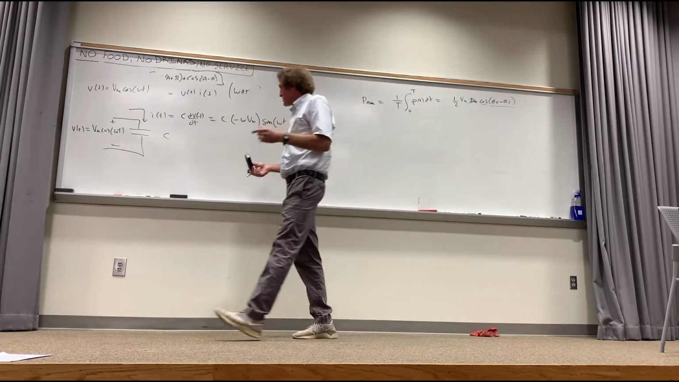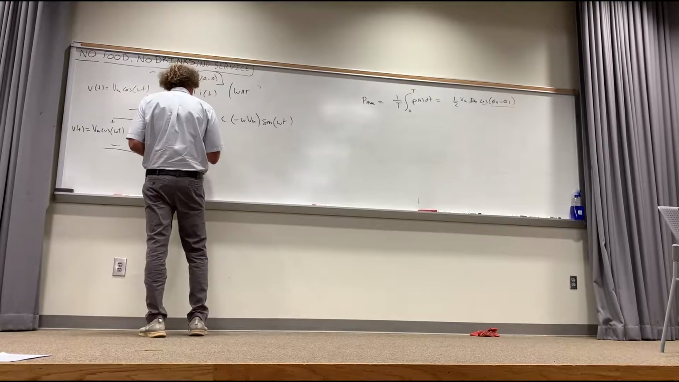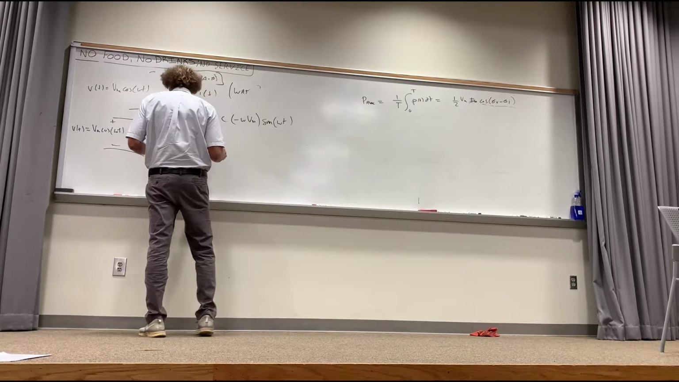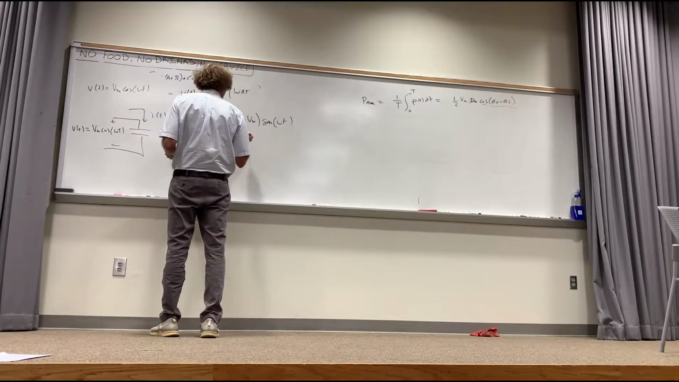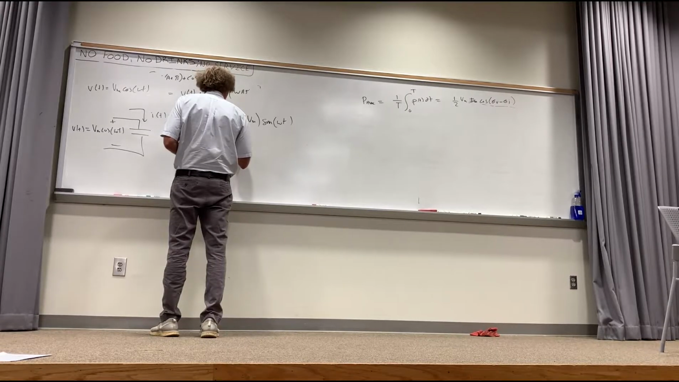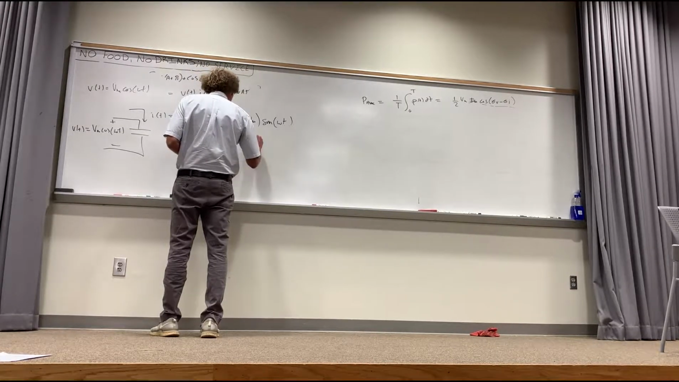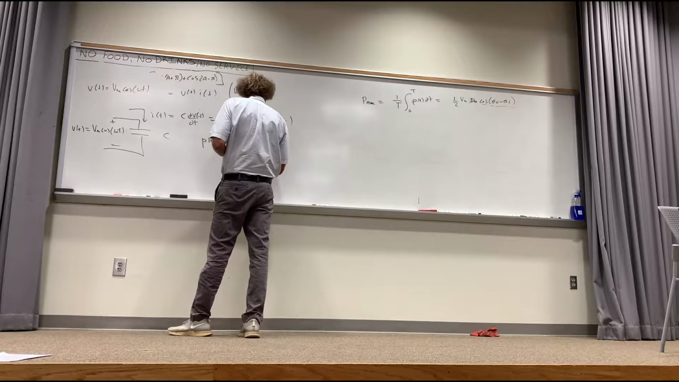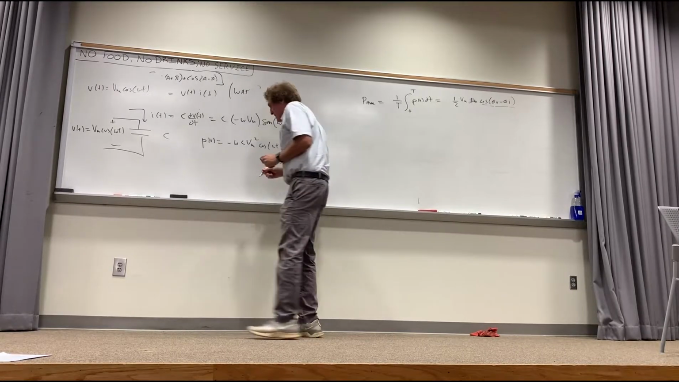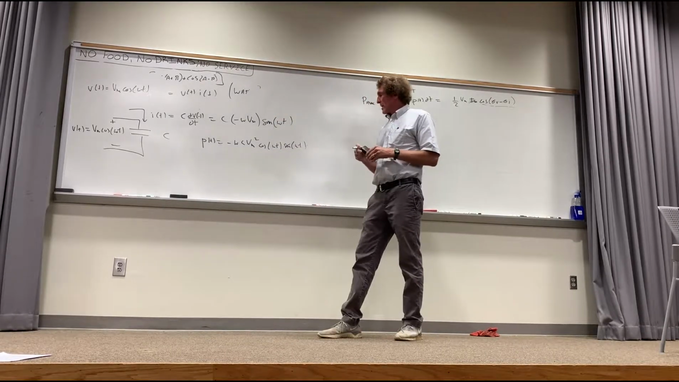Now when you multiply these two together, you're going to see that the power p of t right here becomes, it's actually going to be minus omega times C times Vm squared, and then it's going to be cosine of omega t times sine of omega t. Now that's instantaneous power, not average power.